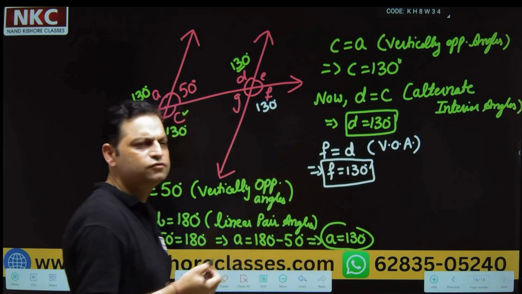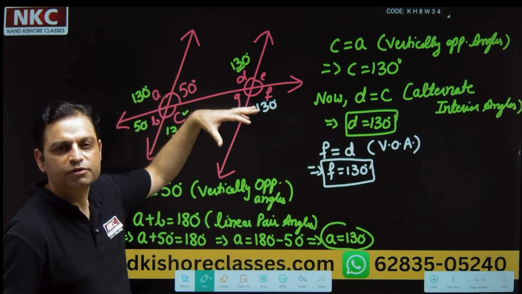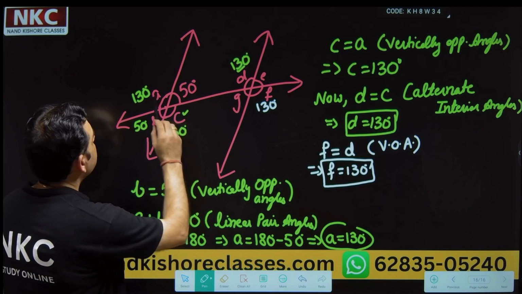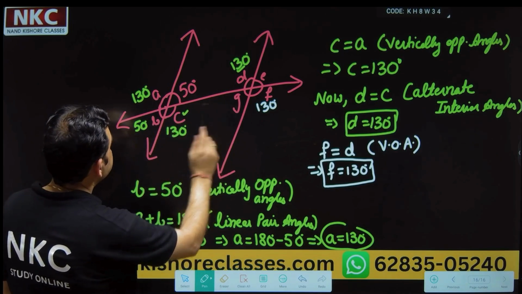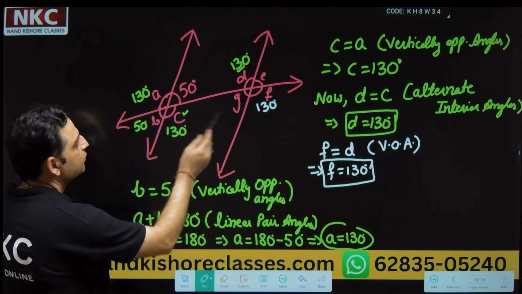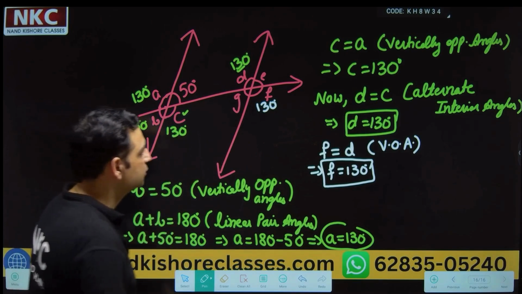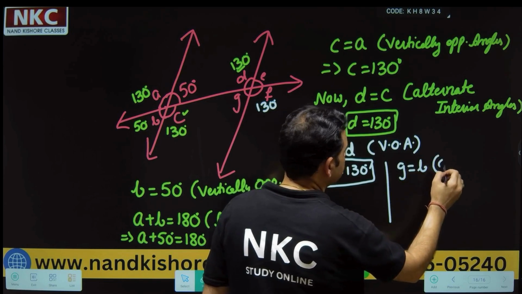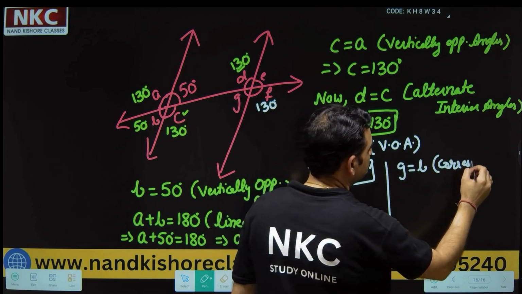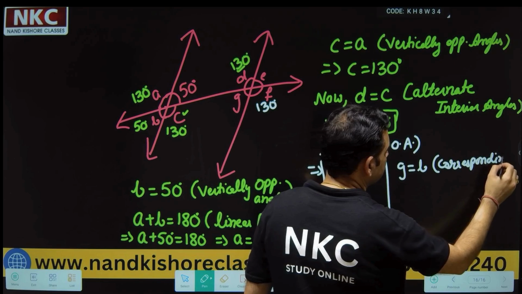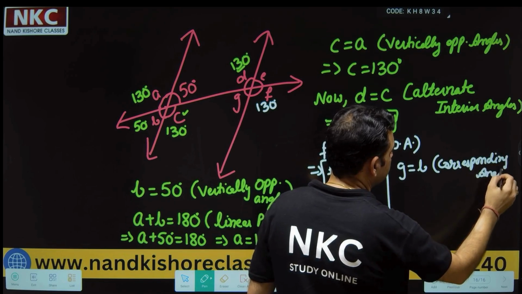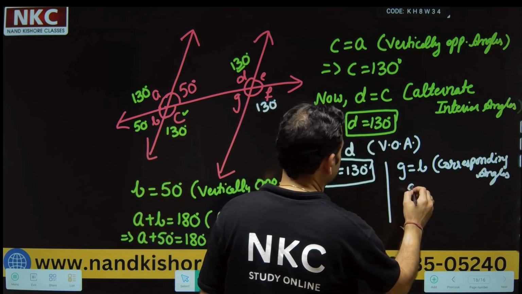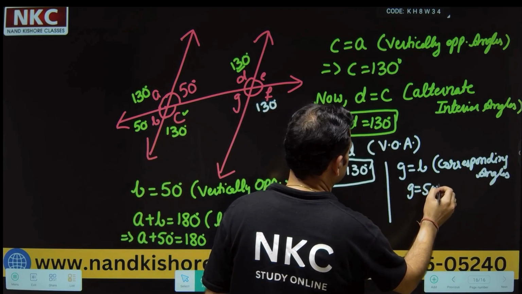Let us try to use, instead of just directly using linear pair, let us try to relate with some other rules as well. Like I want to find G. So B and G angle, they both are equal. B and G. G and B are equal. This rule is corresponding angles. Corresponding angles, that means G is also going to be 50 degree.